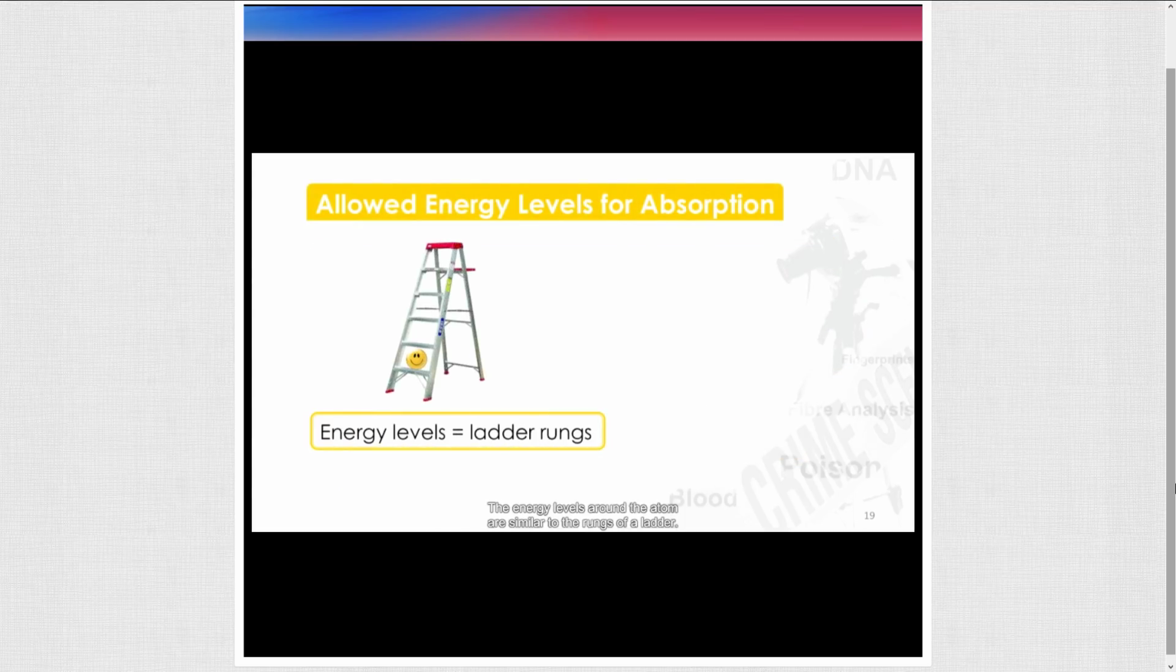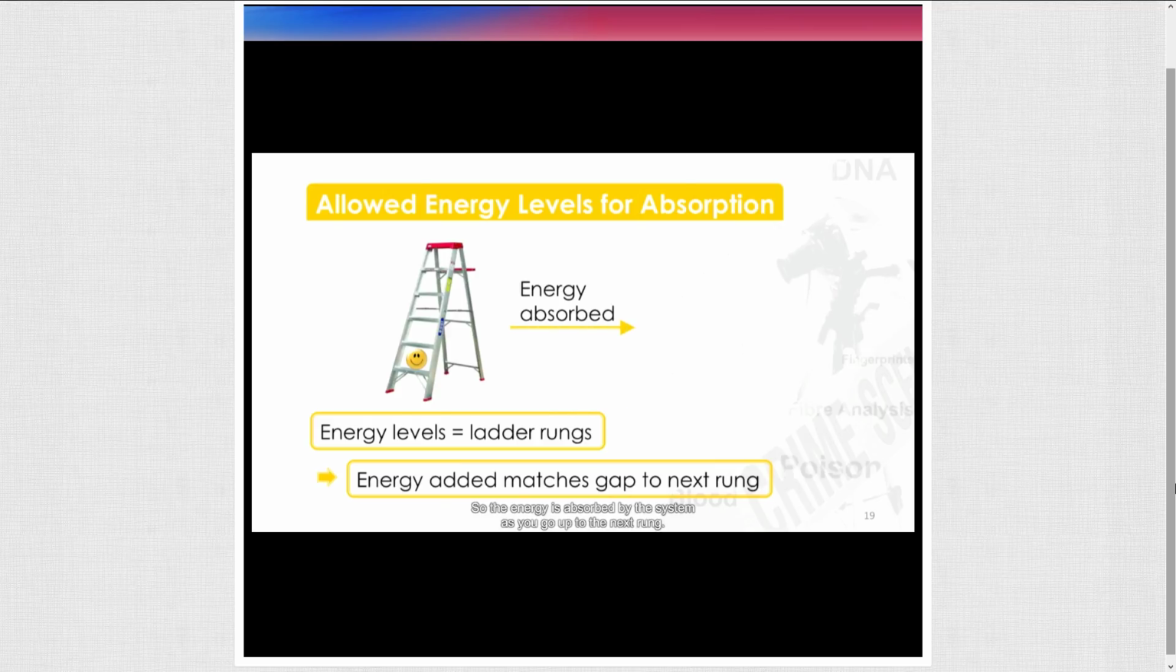The energy levels around the atom are similar to the rungs of a ladder. If you're climbing up a ladder, you have to stand on one of the rungs. You can't stand in the space in between. So the rungs of the ladder are like those allowed energy levels. So if you're climbing a ladder and you want to go up to the next higher rung, then energy has to be provided. So the energy is absorbed by the system as you go up to the next rung.